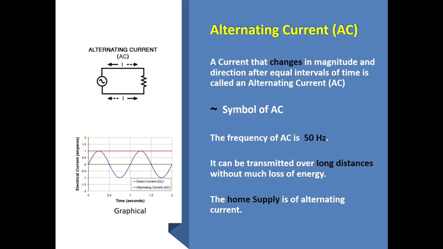As shown in the graph, it increases to a maximum, then reduces to zero, and increases to maximum in the other direction and again reduces to zero. In the figure, magnitudes like -1, -2 have been used to show the reverse direction. So what is an AC current? The current that changes in magnitude and direction after equal intervals of time is called an alternating current.